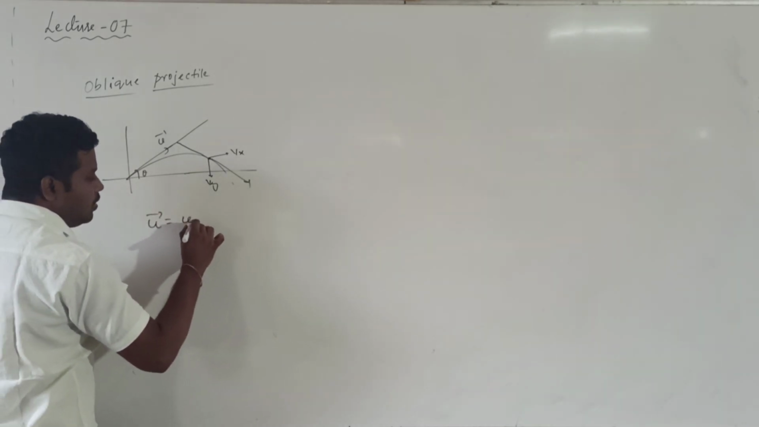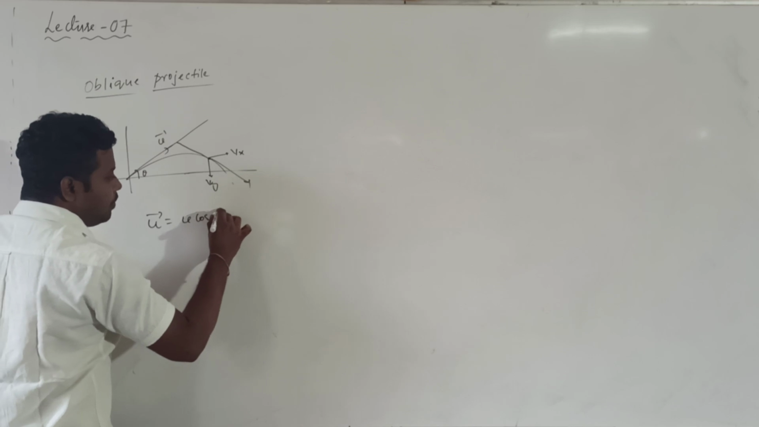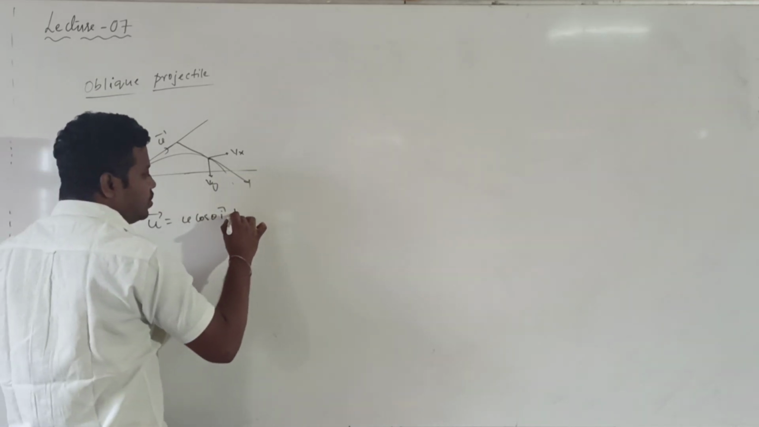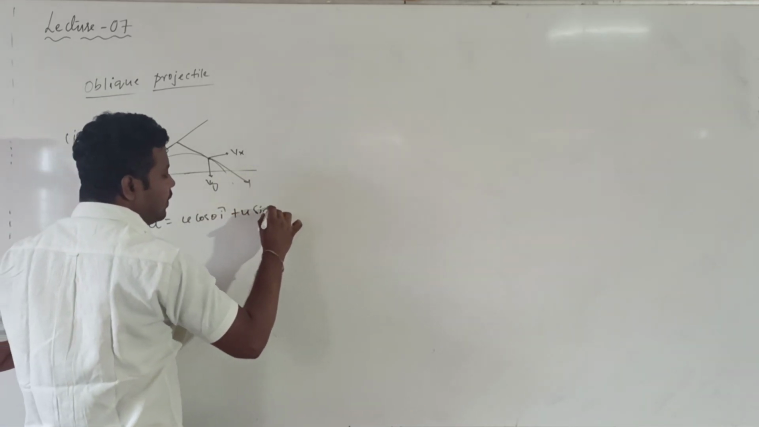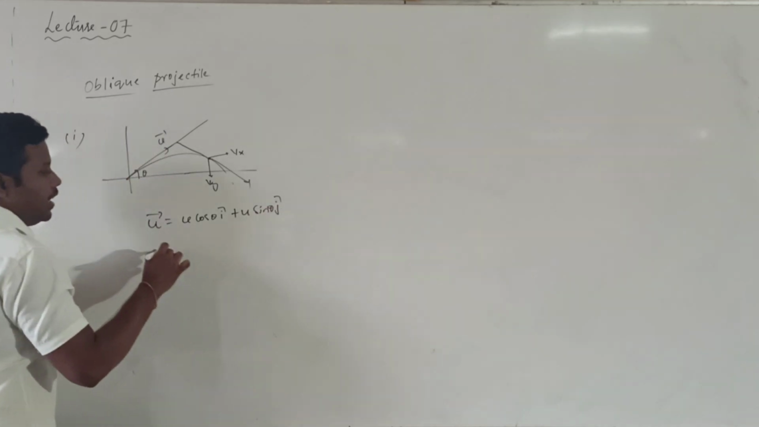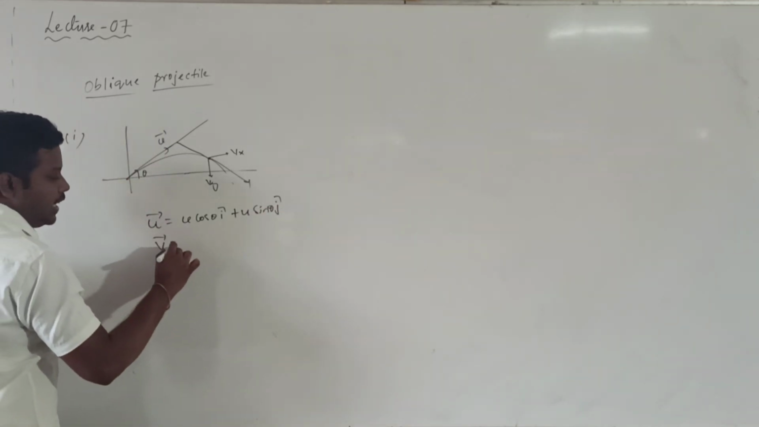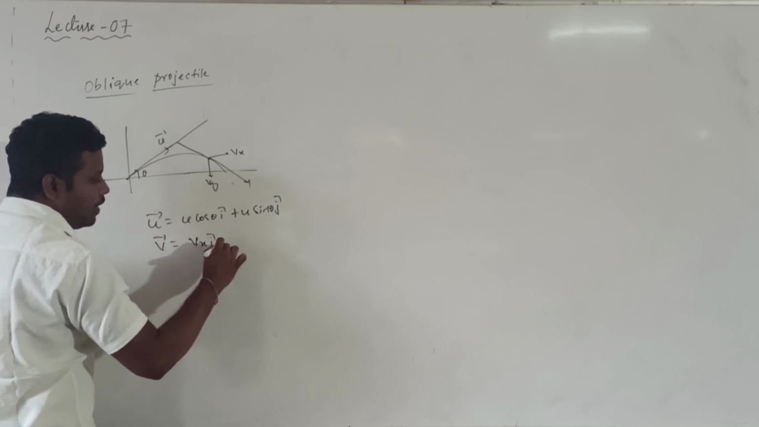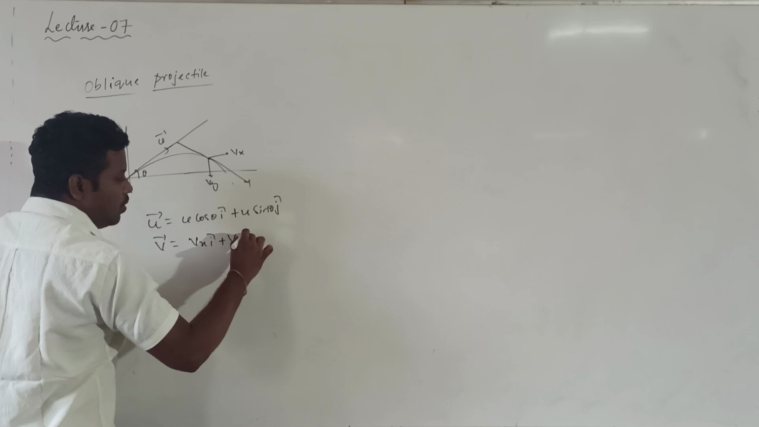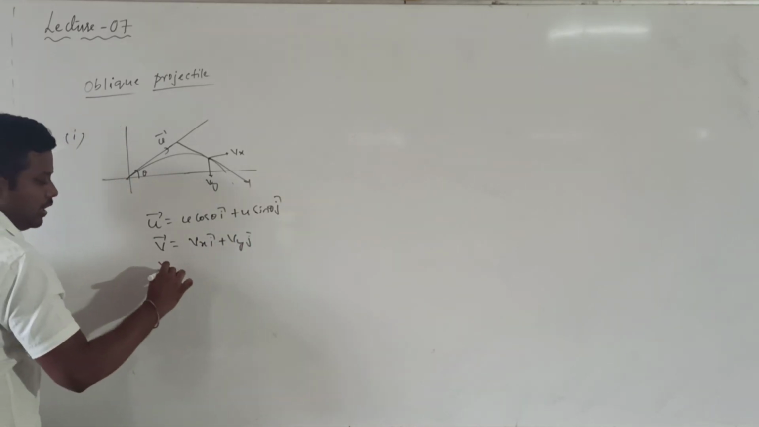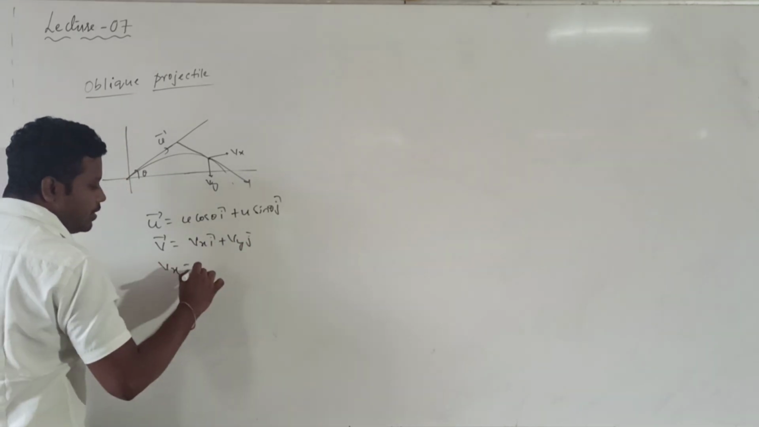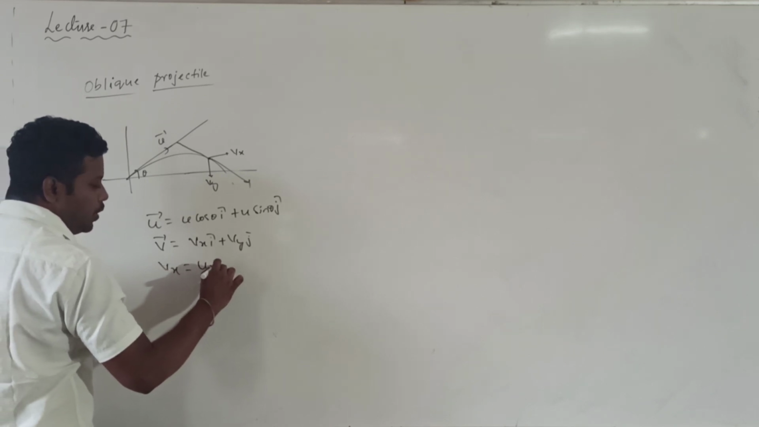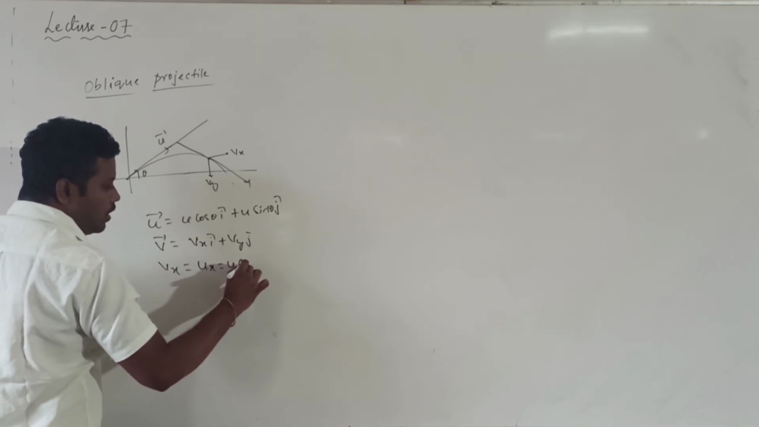What is the initial velocity given by u bar? u bar is equal to u cos theta into i cap plus u sin theta into j cap, right? Then v bar is equal to Vx into i cap plus Vy into j cap. What is the value of Vx? The horizontal component of velocity will remain constant, so Vx is equal to Ux, which is u cos theta.